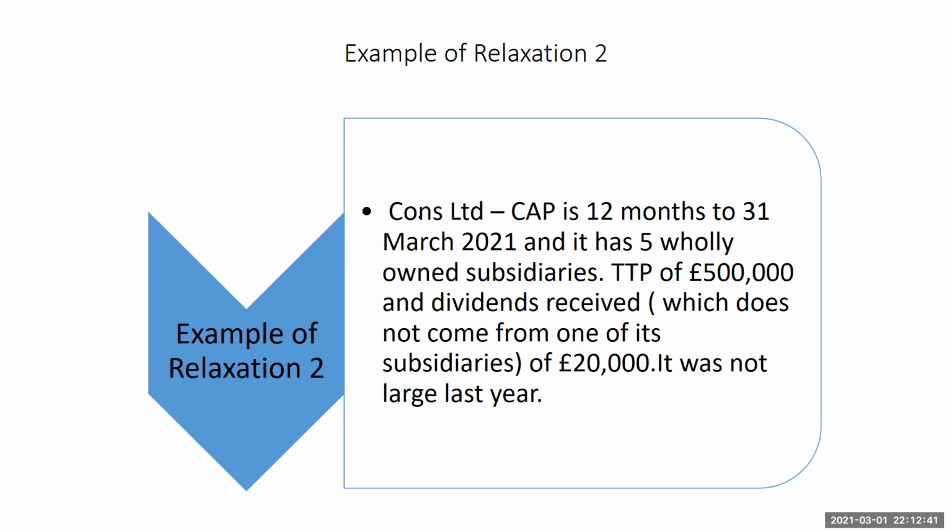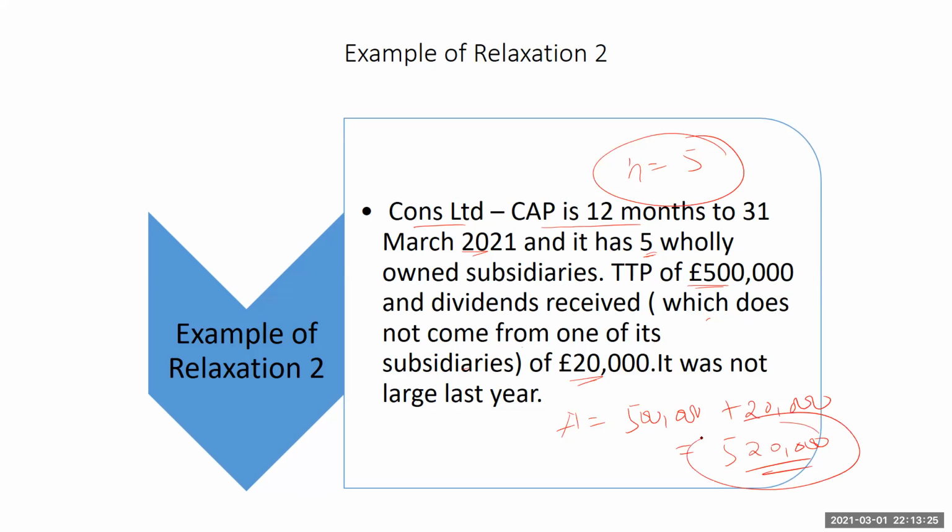Let's take an example. Cons Limited, its cap is 12 months to 31st March 2021. 5 wholly owned subsidiaries. So N is 5, right? TTP is 500,000, and then we are told that dividends were received from outside the group of 20,000. So our augmented profits will become 500,000 plus these outside dividends, okay, which gives us 520,000.